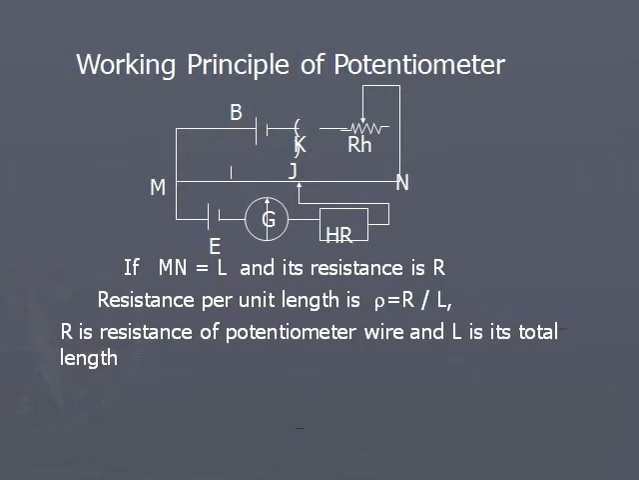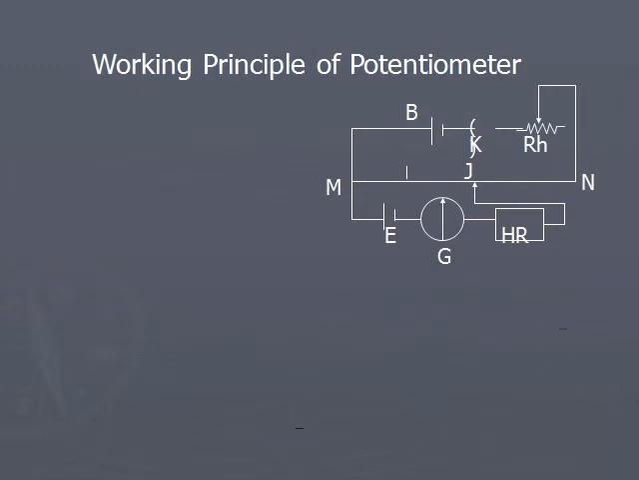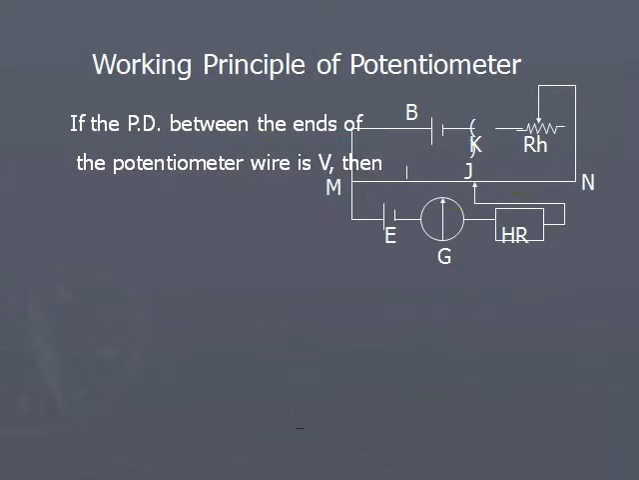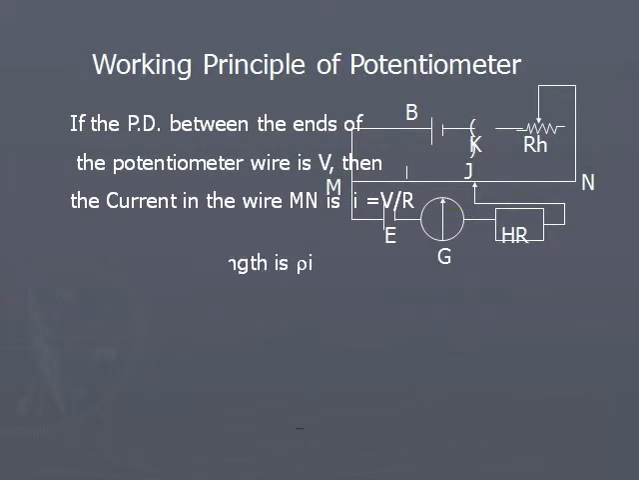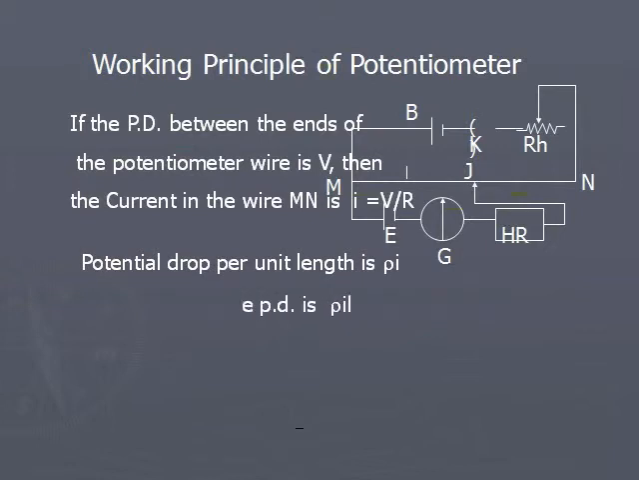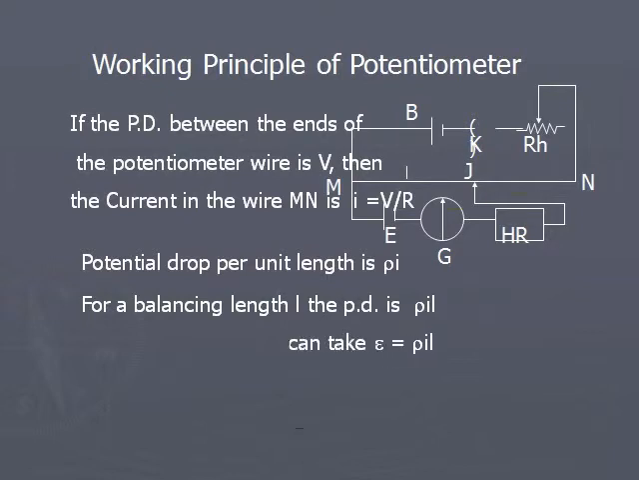The potential difference will be balanced between the rheostat and the potentiometer wire. So a part of the potential difference, the EMF of the battery, will be dropped across the potentiometer wire. That potential difference, say, is V. The total potential difference across the potentiometer wire is V. Then the current in the wire, I, is equal to V by R. V is the total potential difference and R is the resistance. So V by R is the current in the potentiometer wire.